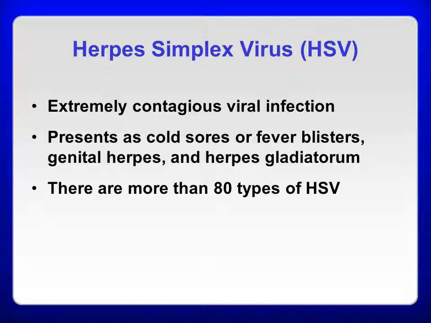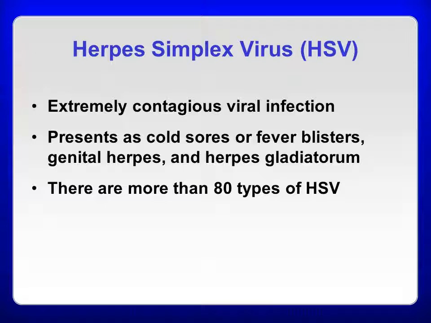Herpes simplex virus is an extremely contagious infection. It presents in various forms. It presents as cold sores if it's on the lip region, or fever blisters. There's also genital herpes and what's called herpes gladiatorum, which is the common herpes infection that you see in wrestlers, where they get herpes on other parts of their body. There are various forms of herpes simplex virus.